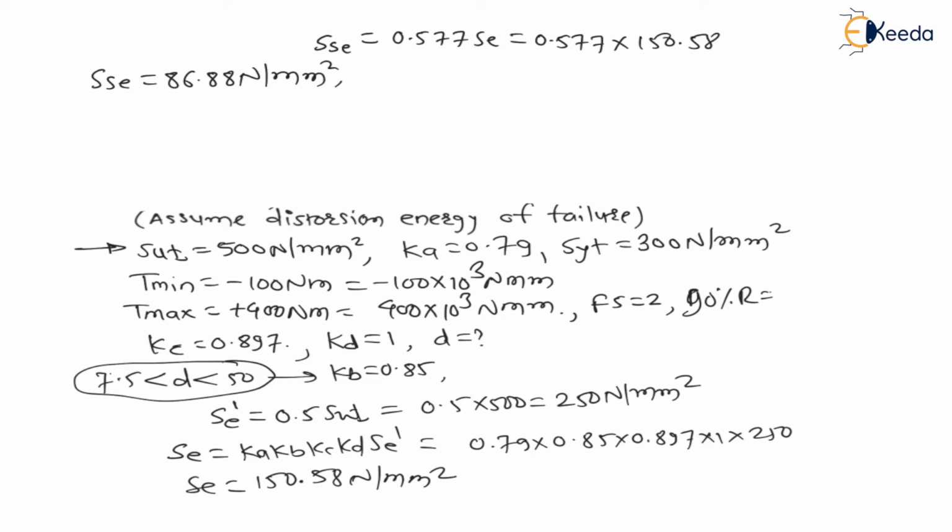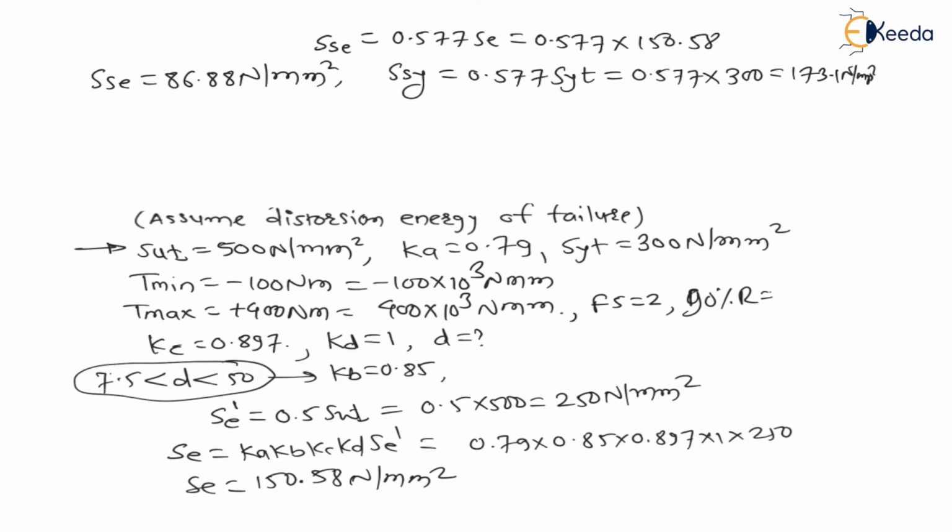Again, as per distortion energy theory, the SSY, shear yield strength, is 0.577 SYT. Therefore, put the values: 0.577 into SYT, which they have provided equal to 300. Therefore, you will get the value of SSY as 173.1 Newton per mm square. This will be the value of SSY.